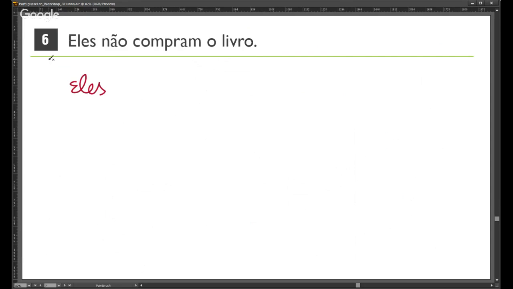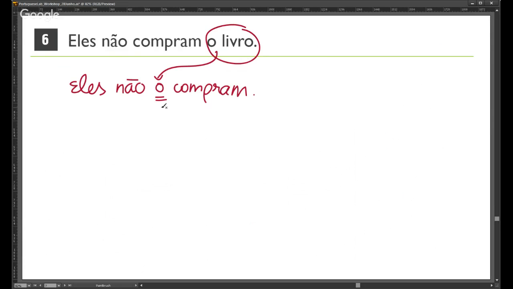I'll keep on using this color. Eles não. You already know that o livro is the direct complement, the thing that they don't buy. So this is the one we are going to transform into a pronoun. Eles não o compram. So the pronoun is now placed before the verb. And there is no hyphen, it's gone.